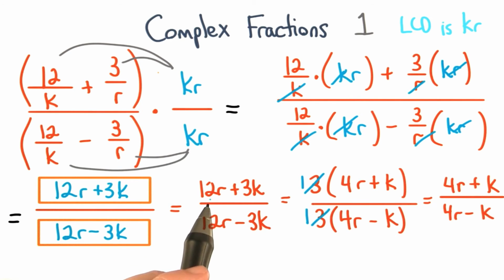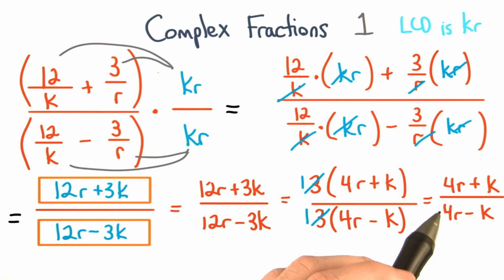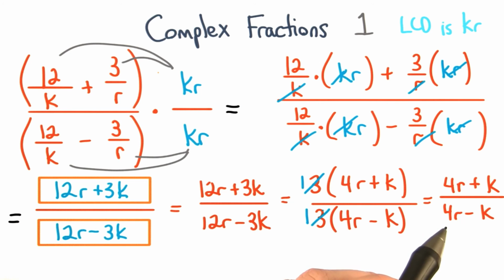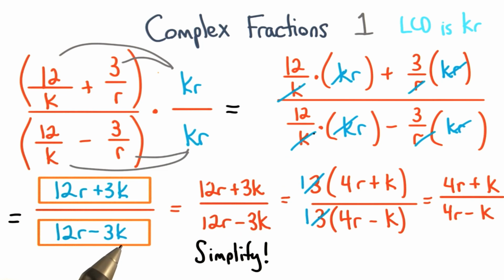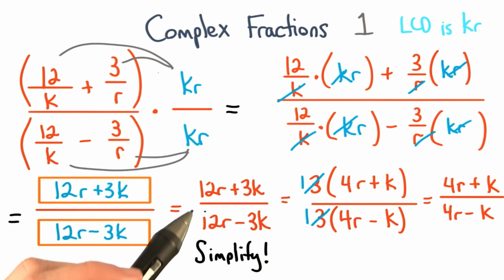We factor a positive 3 from the numerator and from the denominator. This leaves us with 4r plus k divided by the quantity 4r minus k, our final fraction. After multiplying by the LCD over the LCD, we really want to check if we can simplify. Sometimes this isn't always our final answer.